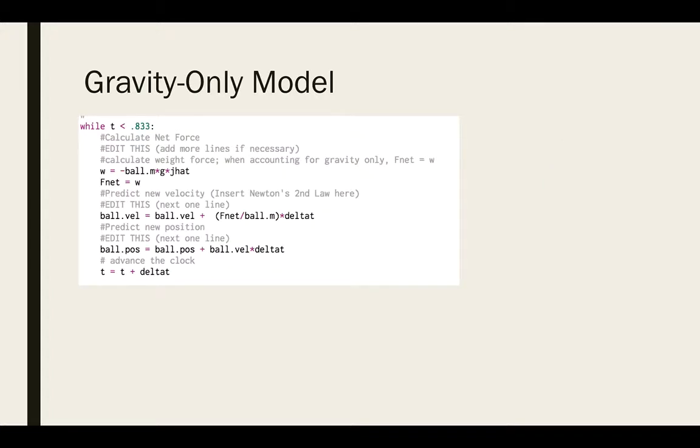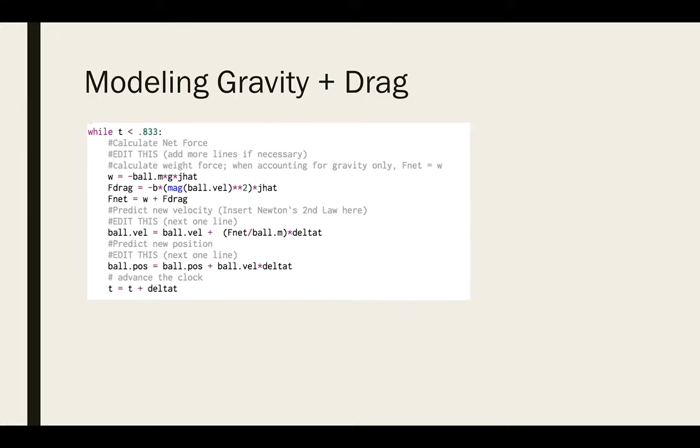In the calculation loop for the model accounting solely for gravity, we can disregard the drag force. The gravitational or the weight force can be calculated by the method I mentioned before, and being the sole force, it's equal to the net force. This model would represent the object falling in a vacuum, which would be a place with no air to exert any force on the object.